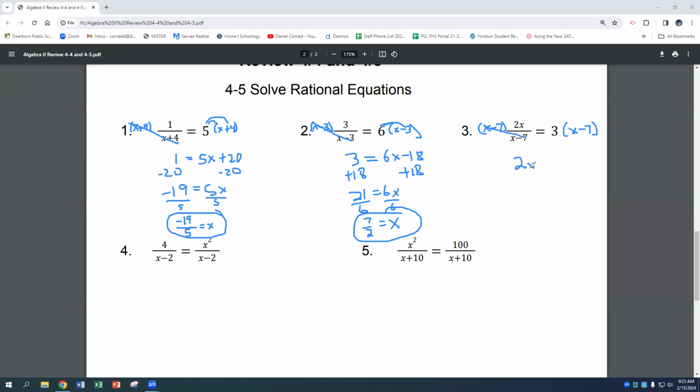All right, the third one, we're going to multiply both sides by x minus 7. So we get 2x on the left. On the right, we distribute our 3, so we get 3x minus 21. From there, it's a two-step equation. I'm going to subtract 3x from both sides. I get negative x equals negative 21. And then I'm going to divide by negative 1 on both sides and get x equals positive 21. All right, so that's our first type of problem. Okay, so we're good.